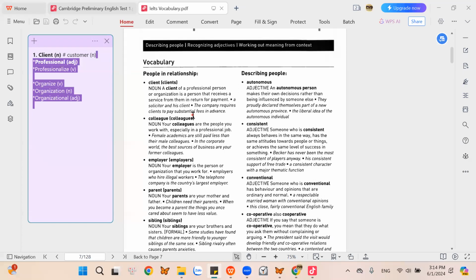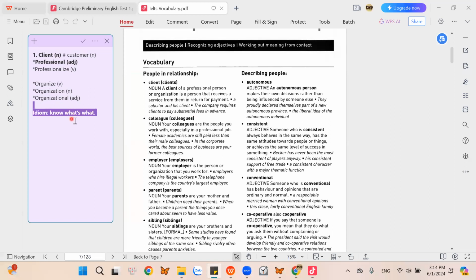Know what's what. Right here, we need to combine with the idioms. Know what's what. This is the idiom that we need to know, that we need to use, that we need to make situations with, that we need to practice in real life, into reality.